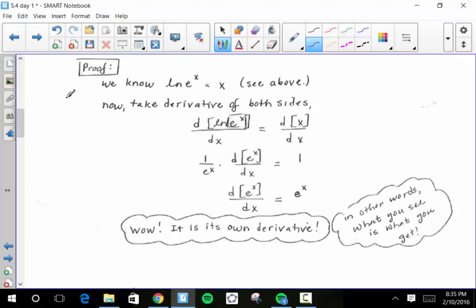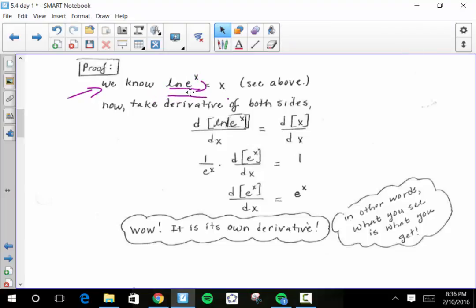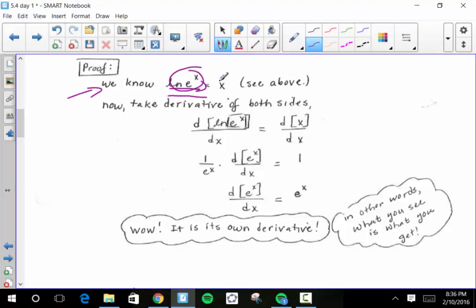Right here, I'm going to show you in this proof. I'm just going to lead you through it. We're going to prove that the derivative of e to the x is e to the x. Well, check this out. So first, we know that natural log of e to the x is just x, because these are inverse functions, so they undo each other. This cancels that out, and you're just left with the x, okay? Now, we're going to take the derivative of both sides here. Take the derivative of this and this.